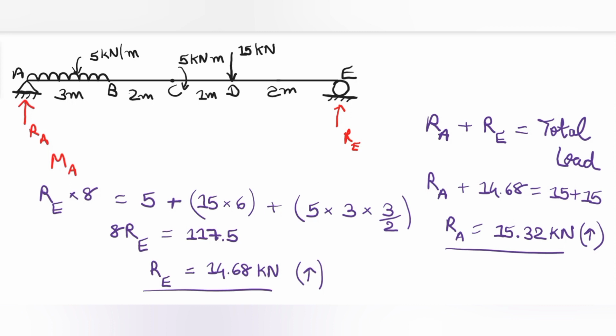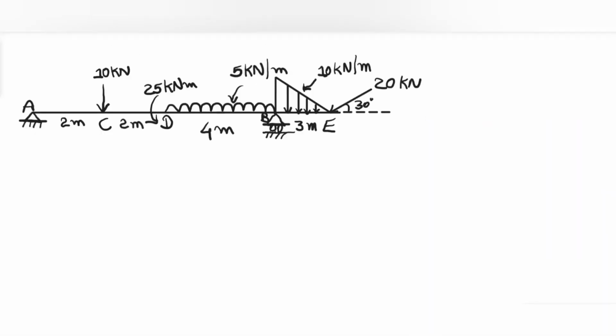Let's see the next question. Here we are having a point load of 10 kilonewton. Then a moment is acting, 25 kilonewton meter, anticlockwise moment. A UDL of 5 kilonewton per meter, and a UVL of 10 kilonewton per meter. Now first of all, we'll just convert these loads into point loads.